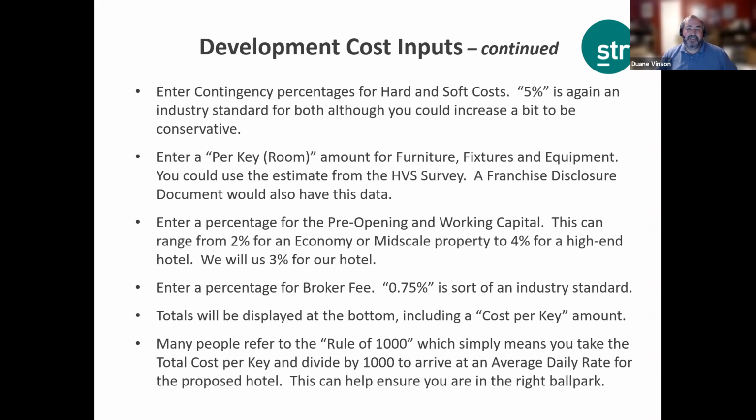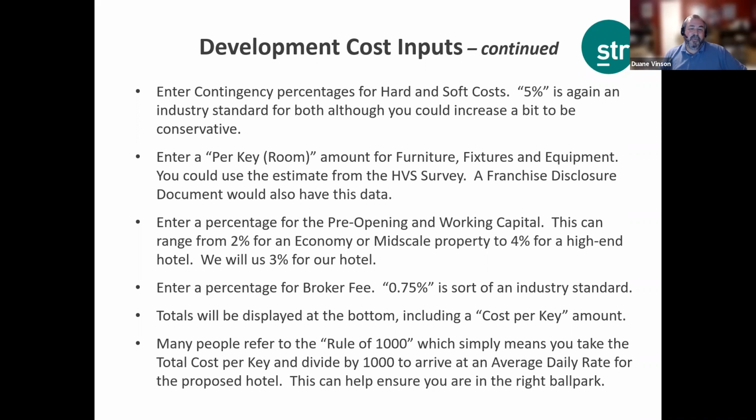We're going to enter 5% as our contingency amount. We're going to enter a per key room for FF&E, also taken from the HVS survey. We're going to enter a percentage for the pre-opening and working capital. And as it says there, that can range anywhere from maybe 2 to 4%. We're going to use 3% for our hotel project.